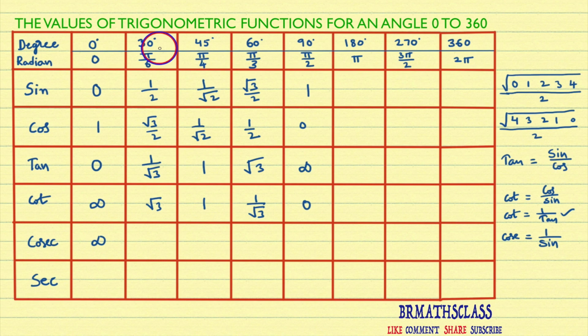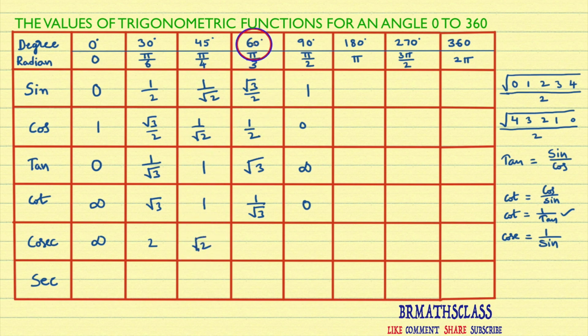Cosecant 30 degrees is 1 by sin 30 degrees. That means 1 divided by 1 by 2, which is 2. Cosecant 45 degrees is 1 divided by sin 45 degrees. 1 divided by 1 by root 2 is root 2.